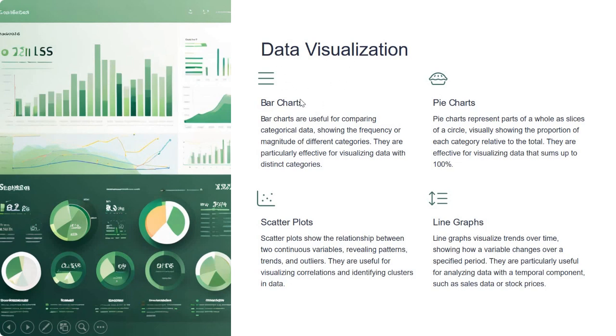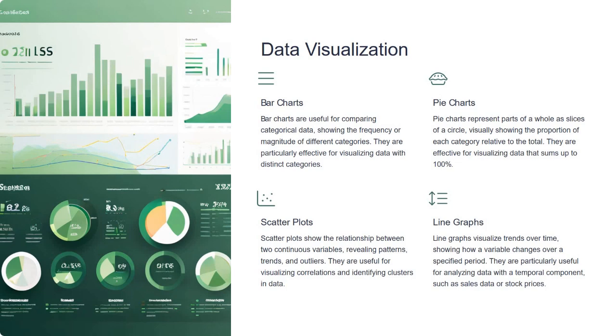Then we'll talk about data visualization. Data can be visualized using bar charts, pie charts, scatter plots, line graphs. Bar charts are useful for comparing categorical data, showing the frequency or magnitude of different categories. They are particularly effective for visualizing data with distinct categories.